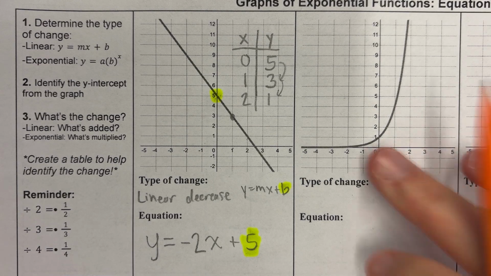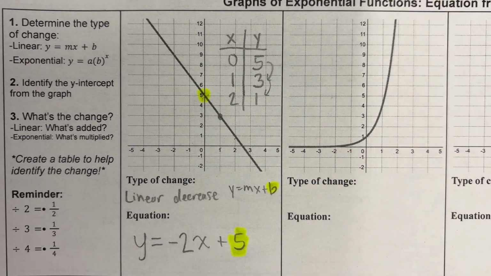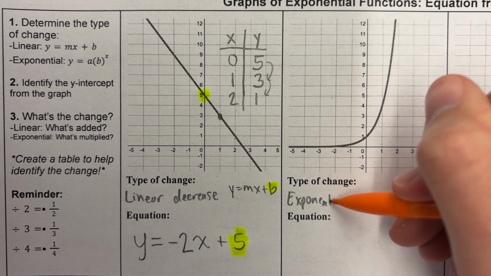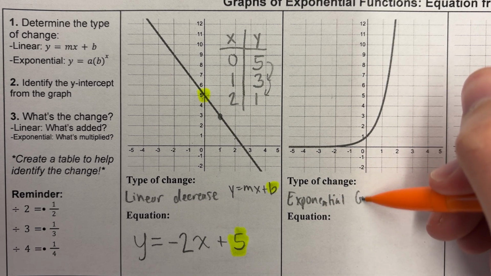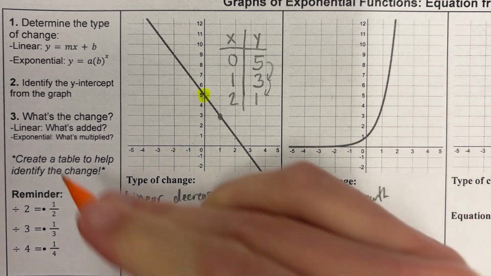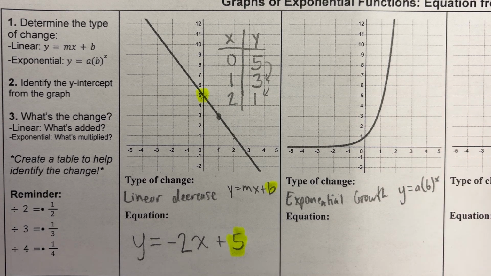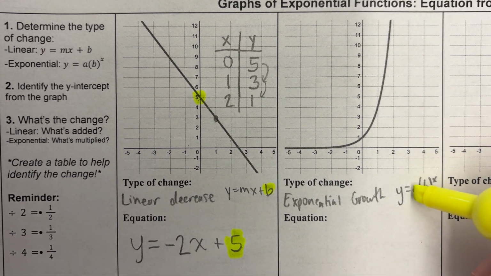Okay, all right, next one. I look at the shape of this graph. Right away, I look at that. I know that's exponential growth. Okay, I'm going to write my equation. It's going to look like this. And I know my y-intercept's going to go in this spot right here.